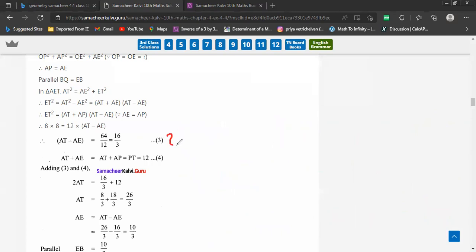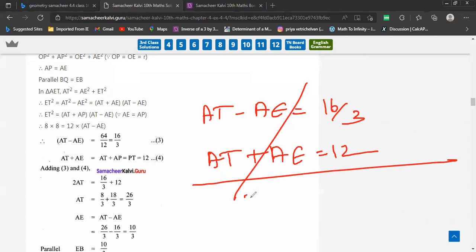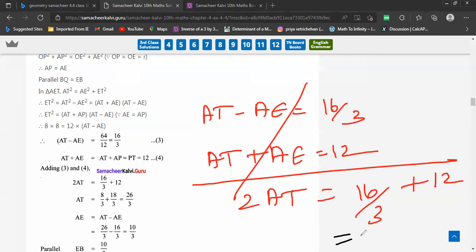I'll do it again. So you're just adding these two equations. I'll write the equations again. AT minus AE is equal to 16 by 3. AT plus AE is equal to 12. Cancel this. 2AT is equal to 16 by 3 plus 12. So take LCM and simplify. You will be getting the answer as 26 upon 3 for AT.